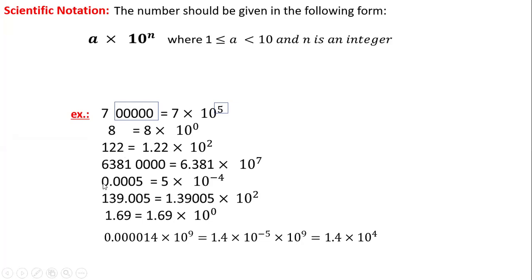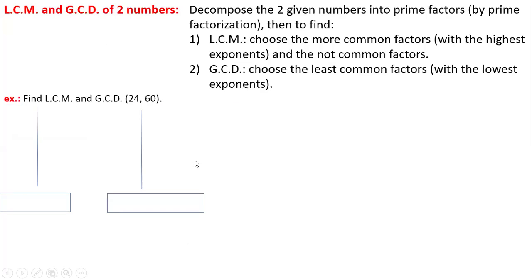0.0005. Is it a number between 1 and 10? No, it's less than 1. Since it's less than 1, I move the point from here until it becomes 5. Since it's a number less than 1, I will use a negative power of 10. 1, 2, 3, 4 digits, so I multiply by a negative power of 10. And you will also have other examples to apply on a draft.